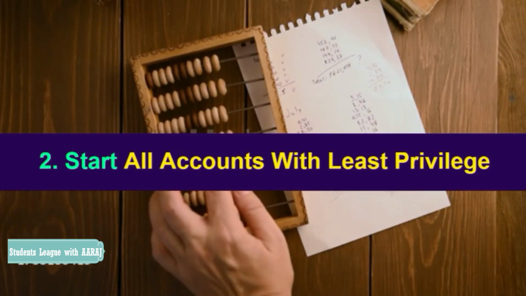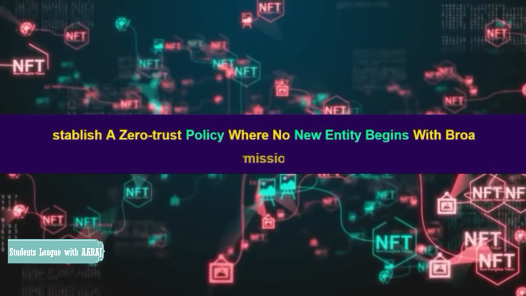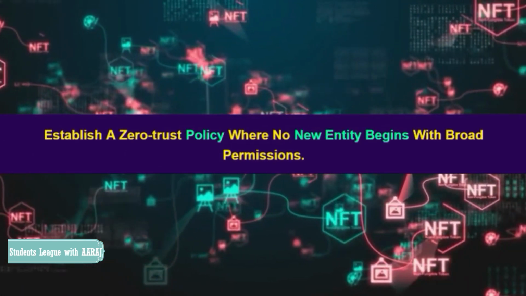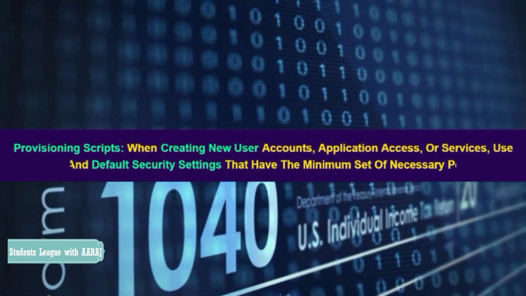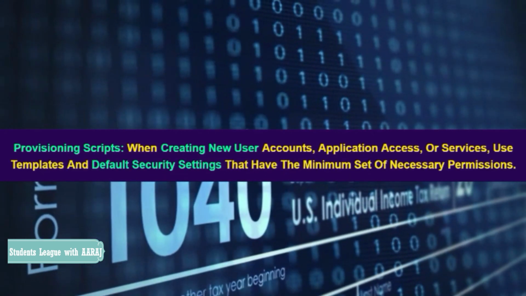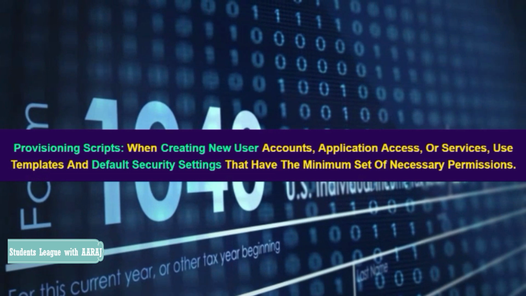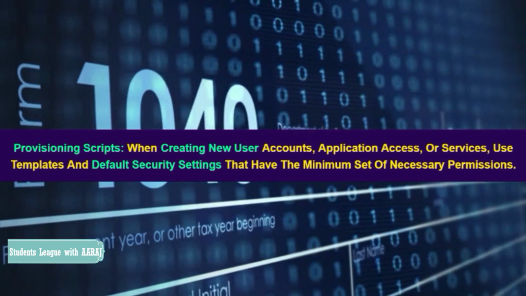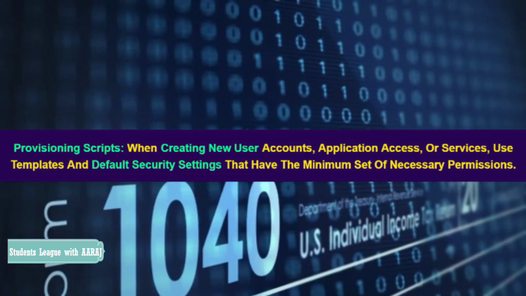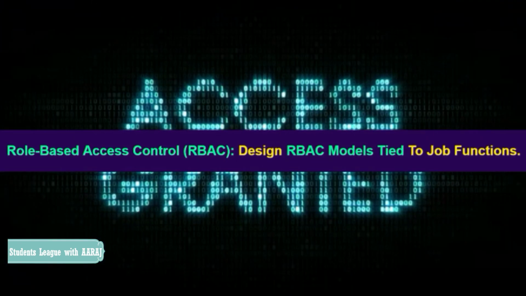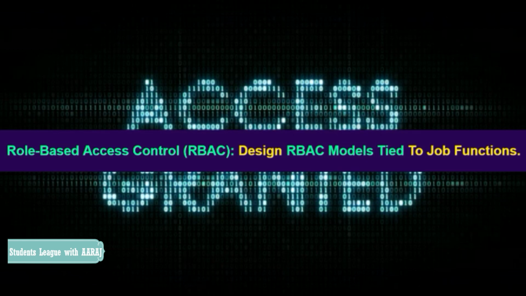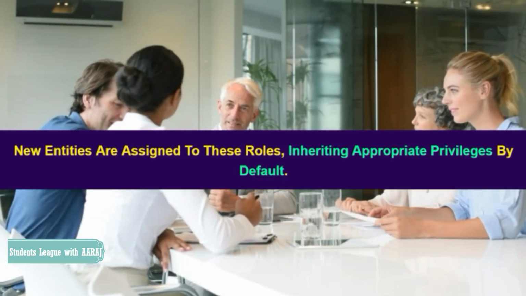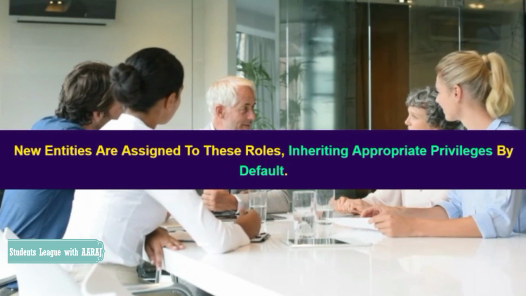2. Start all accounts with least privilege. Establish a zero-trust policy where no new entity begins with broad permissions. Only grant additional rights after justification and approval. Provisioning scripts. When creating new user accounts, application access, or services, use templates and default security settings that have the minimum set of necessary permissions. Role-based access control, RBAC. Design RBAC models tied to job functions. New entities are assigned to these roles, inheriting appropriate privileges by default.